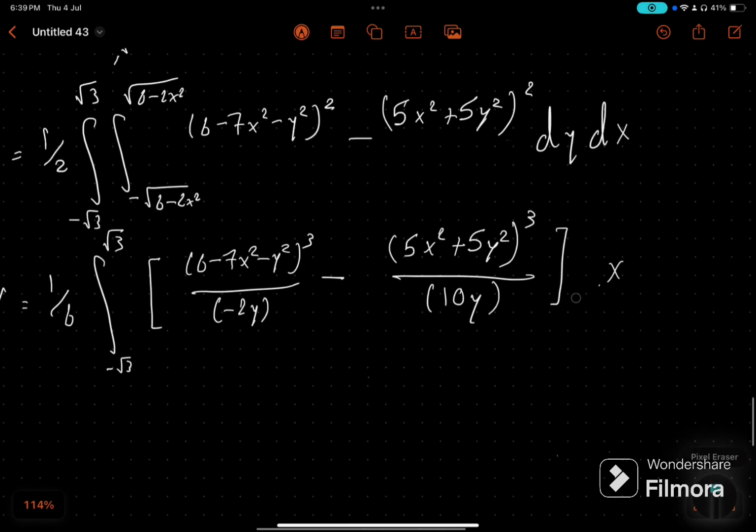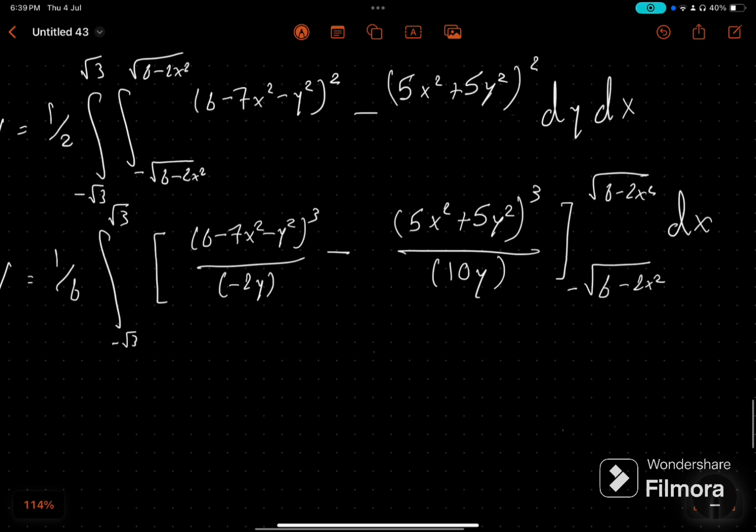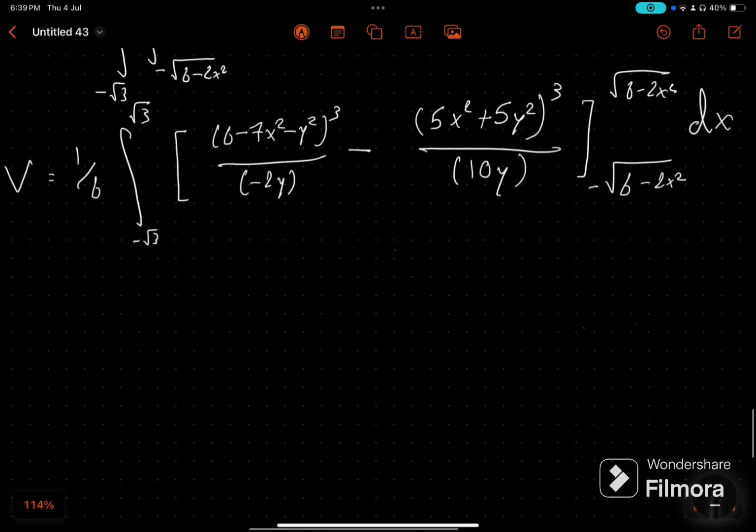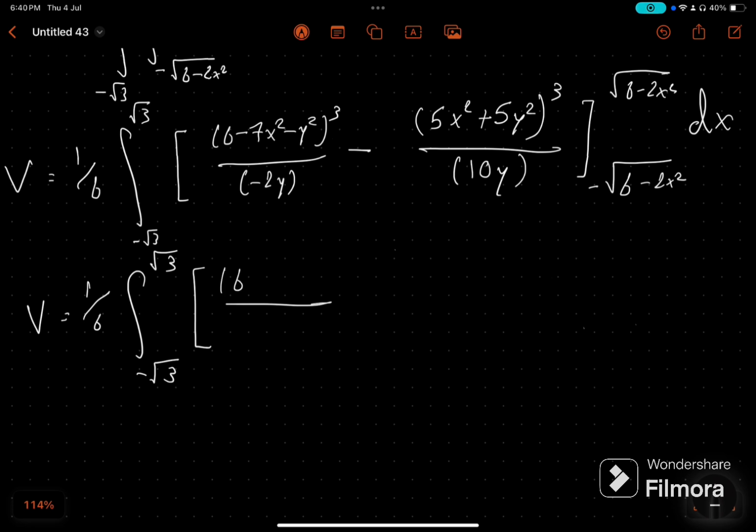Now let's do this. We want to evaluate this at minus square root of 6 minus 2x squared and square root of 6 minus 2x squared. This is going to be a bit complicated, but I think it's doable. So V equals 1 over 6, root 3, root 3. Now we will have basically this. Let's just try to reach a place where we can at least try to do this.